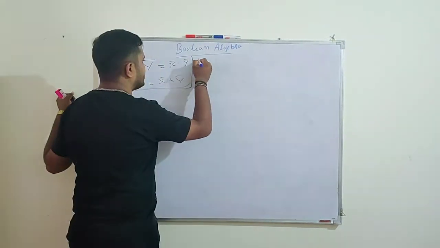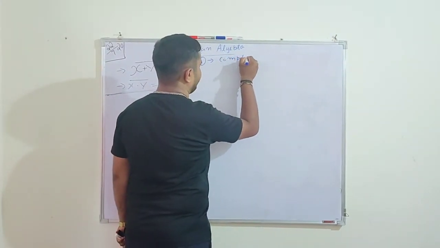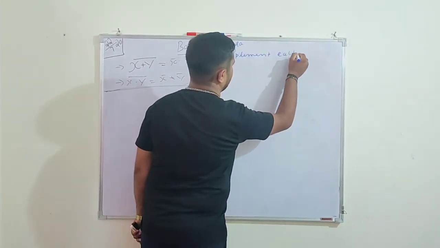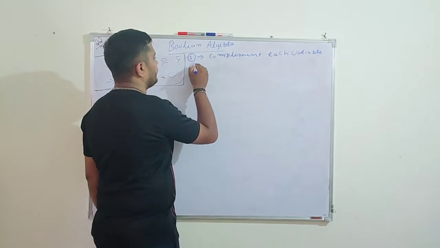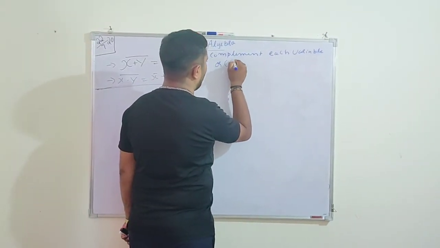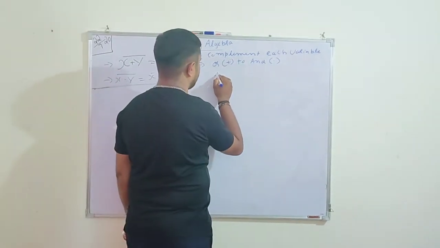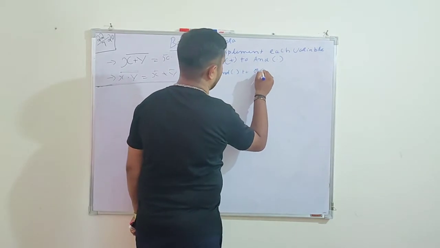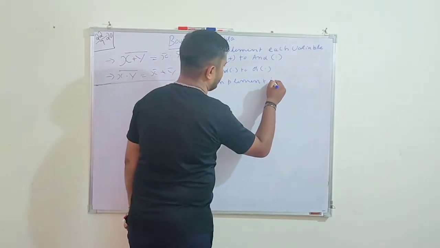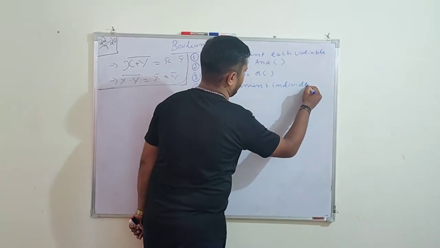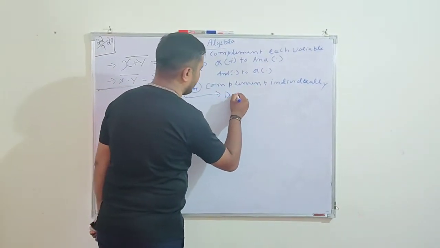In De Morgan's rule, the first point is that we should complement each state variable. Next, we should change the OR symbol to the AND symbol. Third, we should change the AND symbol to the OR symbol. Fourth, complement individually. This is called De Morgan's rule.